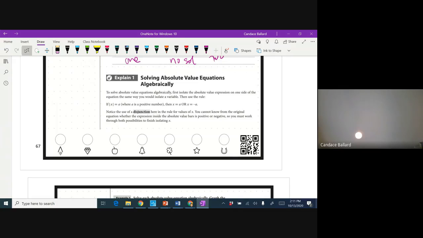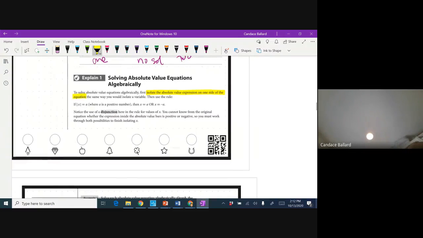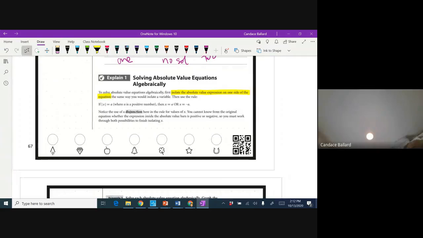And there's some rules hidden in this Explain 1 here. So to solve an absolute value equation algebraically, first isolate the absolute value expression on one side of the equation, the same way you would isolate a variable. So that's pretty important. Isolate the absolute value expression on one side of the equation. I would probably highlight or annotate that some way.